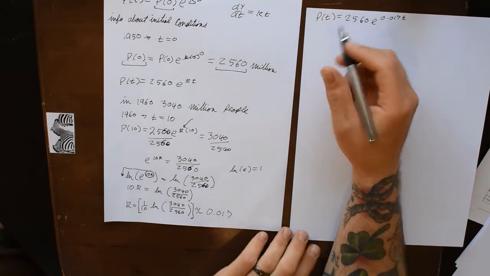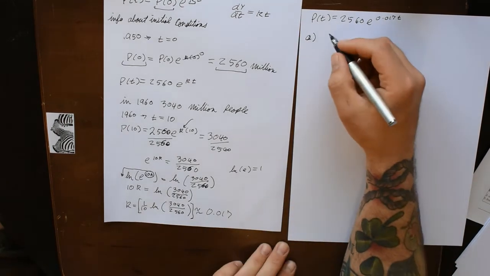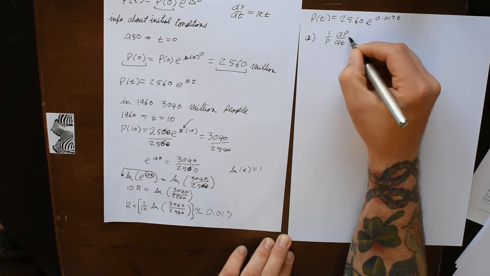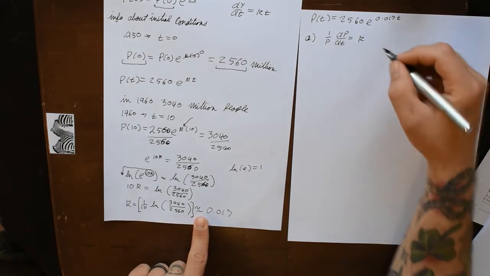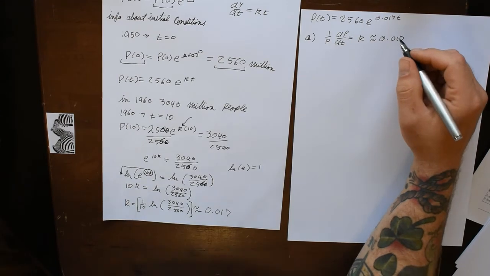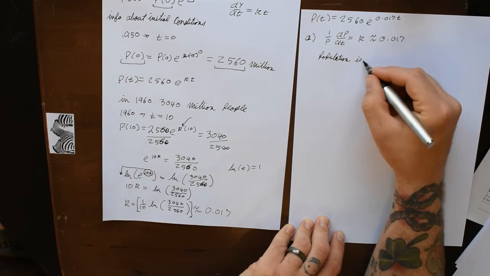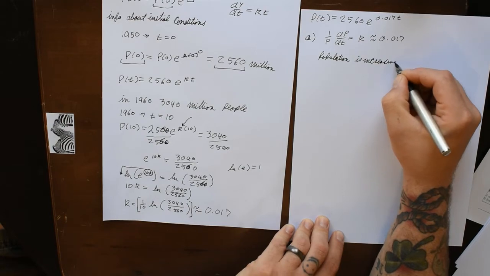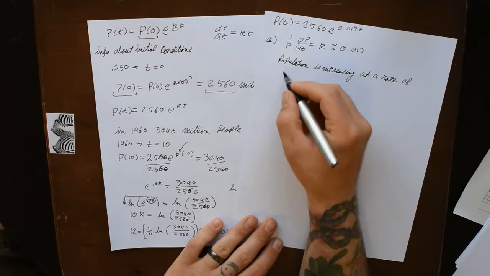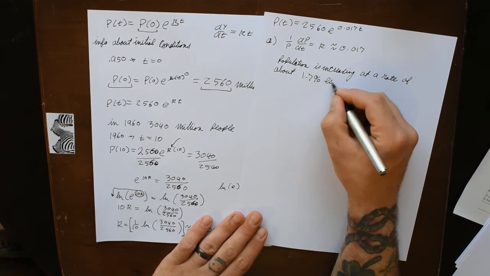But now that we have that out of the way, we can actually solve our two questions. The first question was, what is the relative growth rate? Well, we know that 1 over P dP/dt is equal to k, and we found that k is approximately 0.017. So what does that mean? That means the population is increasing at a rate of about 1.7% each year.